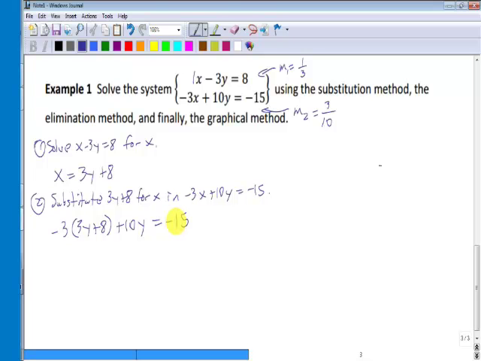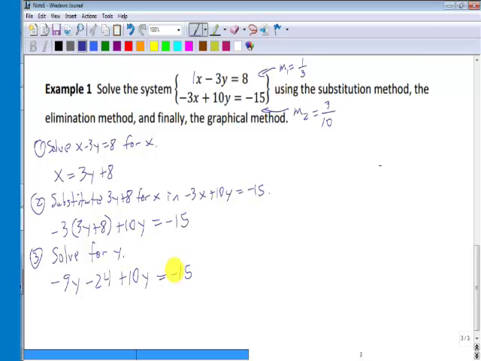And step 3, it sort of goes without saying here. We've got an equation with just the one variable, y, in it. Natural thing to do, if we're looking for both x and y, is take the golden opportunity to find y. So we just do it without even thinking, but I'll write it down nonetheless: solve for y. So we do that. Negative 9y minus 24 plus 10y equals negative 15.